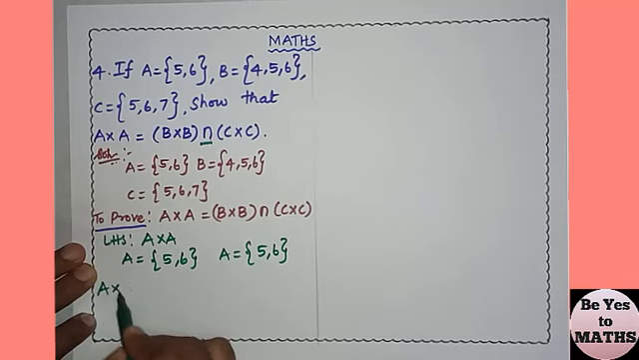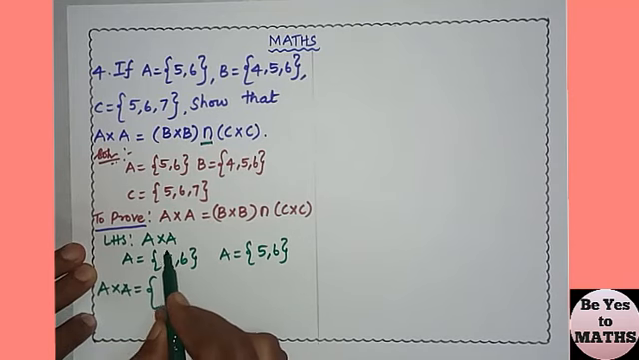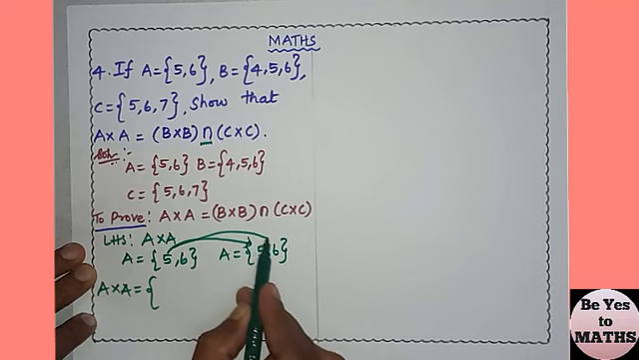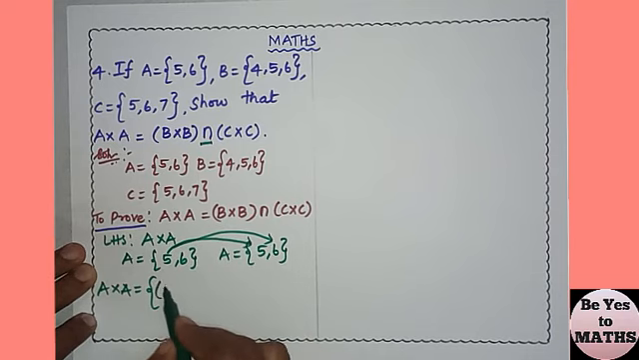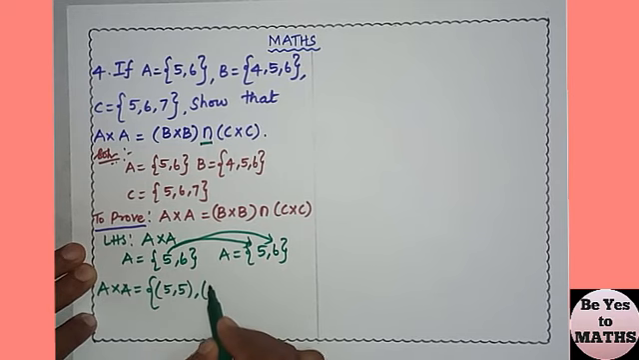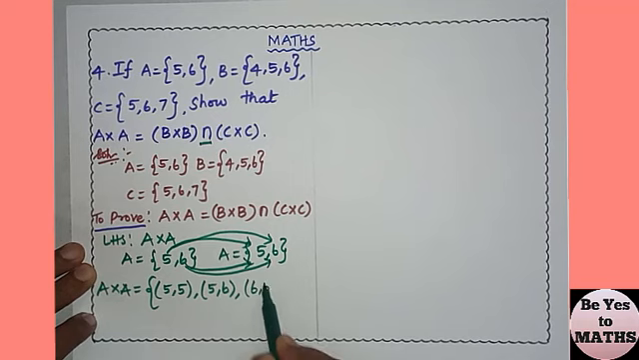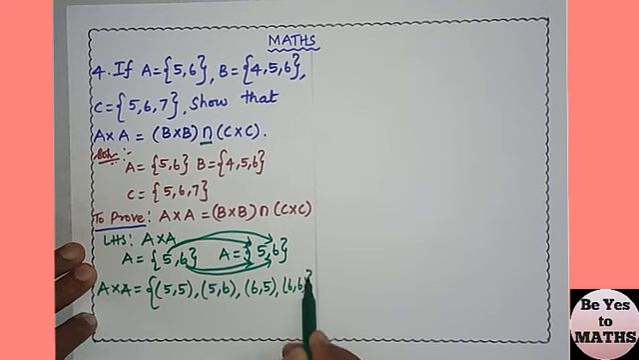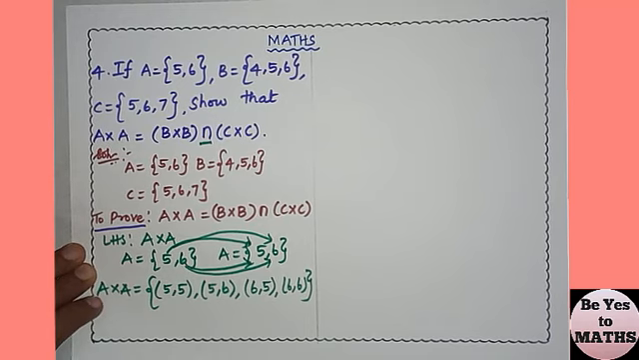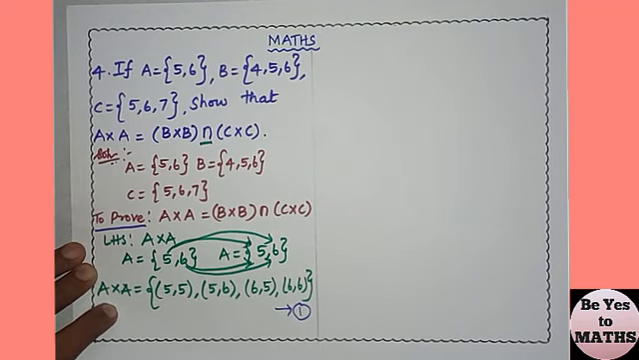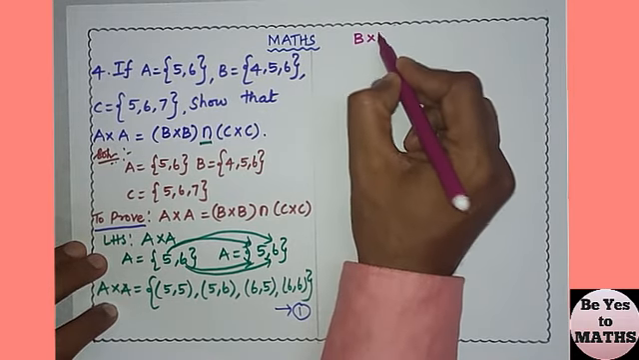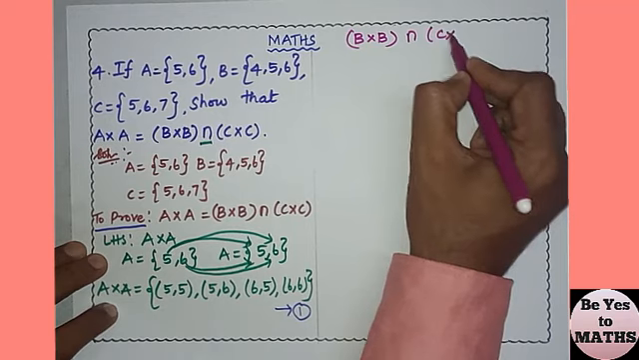So A cross A is equal to, take 5 first and pair with all the elements in the other set. So (5,5), (5,6). Now take 6 element. Now pair with all the elements in the other set. So (6,5), (6,6). This is A cross A. Left hand side is over. Take this as equation number 1. Now we'll go on right side. Right side we have B cross B intersection C cross C.